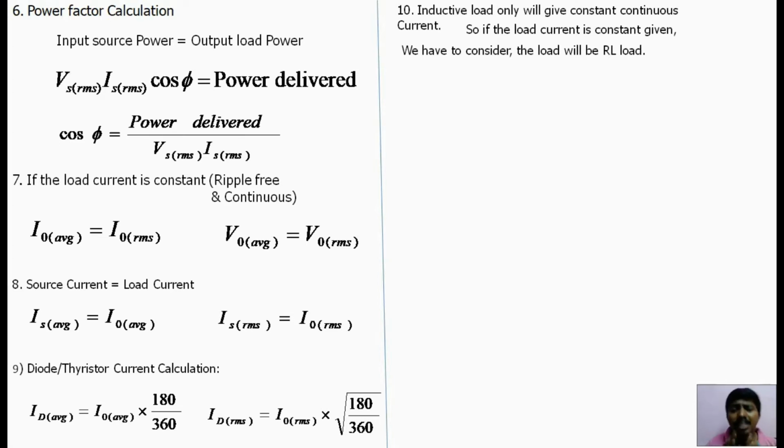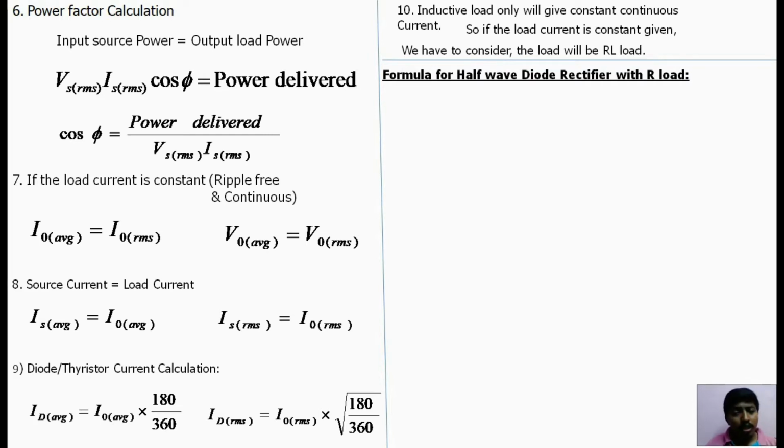These are the general formulas for the single phase half wave and full wave rectifiers. For the half wave diode rectifier with R load, from the name itself we can find the parameters. If you know the limits alpha and beta, then we can find all other parameters: average output voltage, average current, RMS output voltage.